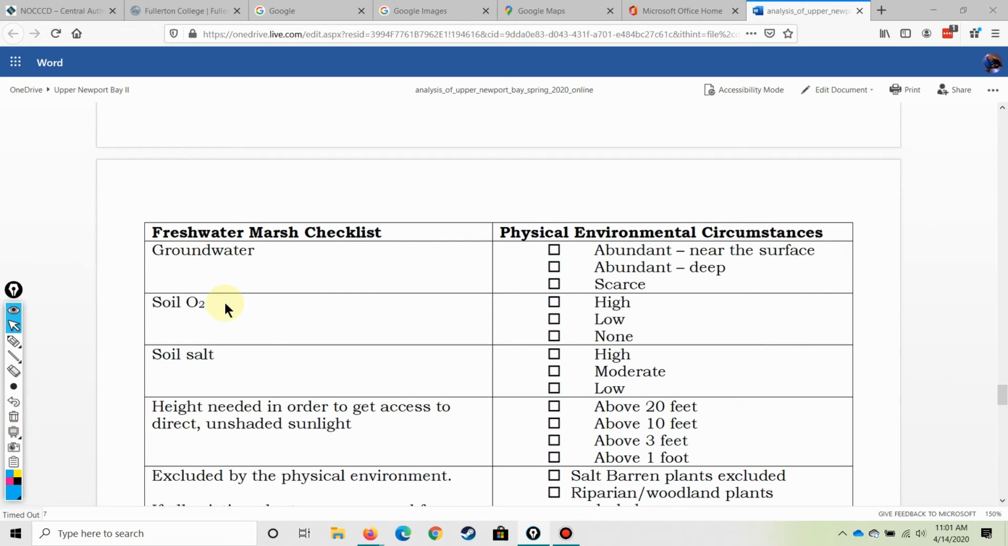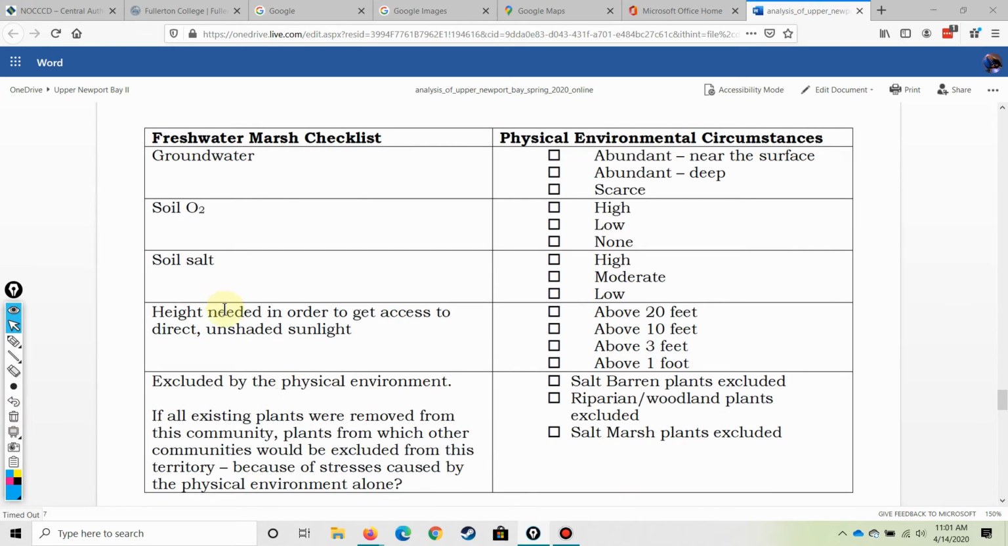So let's go to the freshwater marsh and do a checklist there. The freshwater marsh was populated by sedge grass and cattails. These are those tall grasses that have hollow stems in them.